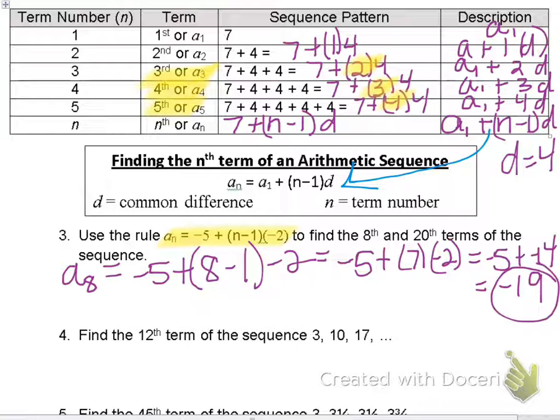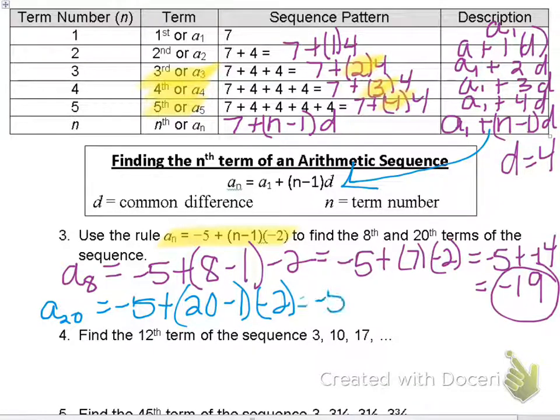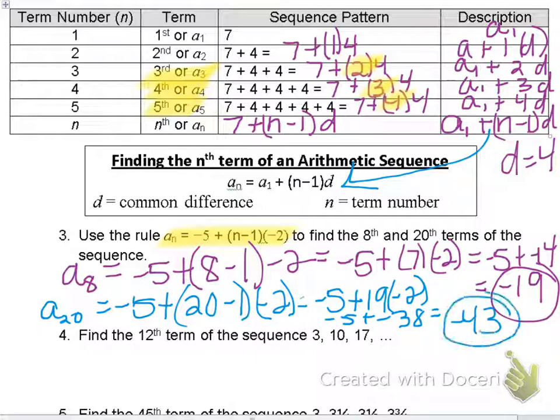And the second one is the 20th term. So A20 would equal negative 5 plus 20 minus 1 times negative 2, which equals negative 5 plus 19 times negative 2, which equals negative 5 plus negative 38, which equals negative 43, would be the 20th term. Now you can see that's a lot easier than going through all 20 or previous 19 terms.